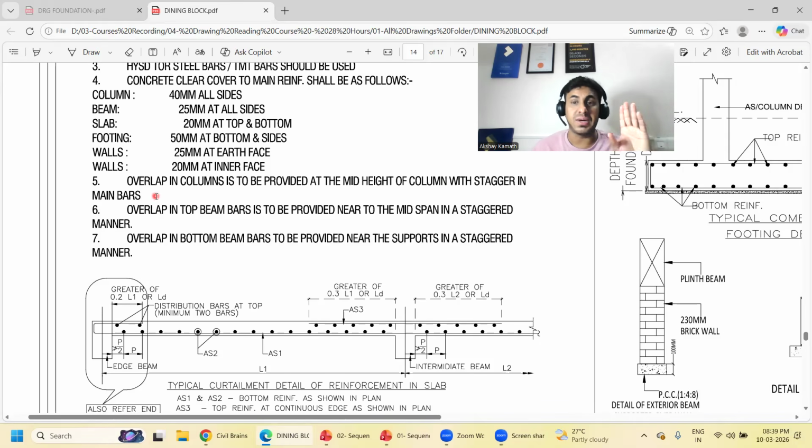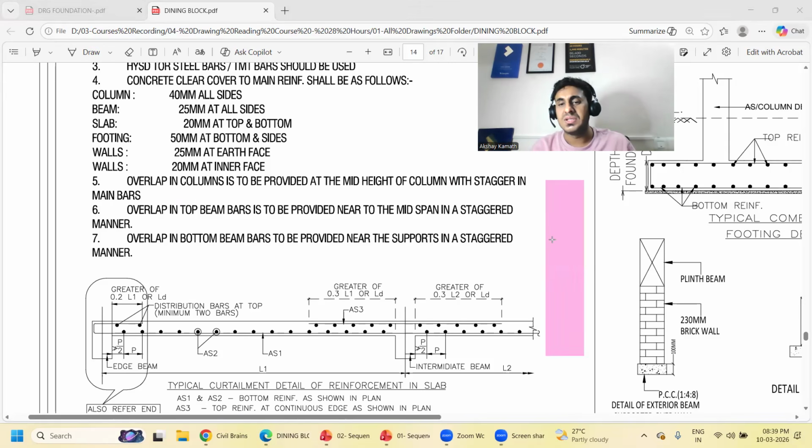Staggered means if you have 10 bars, 5 bars you are supposed to lap at one point. The other 5 bars you can lap at a distance of 300 mm from there. For example, let's say this is a column and this is my center height. I'll bring a bar from here, I'll bring a bar from here and stop it here, and I'll do a lapping like this. So 4 bars I'll lap at this section. If I have 8 bars, 4 bars I'll lap at this section.